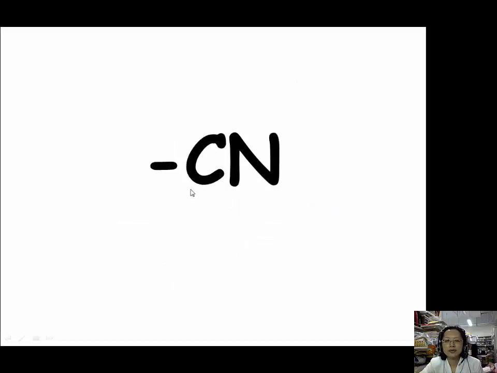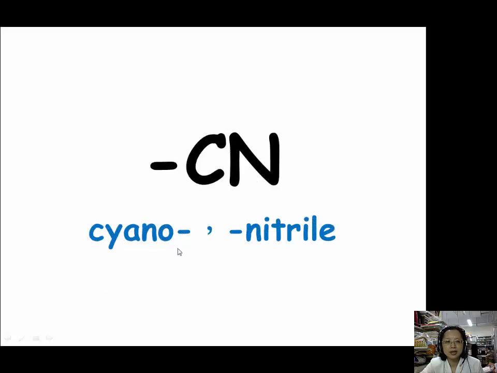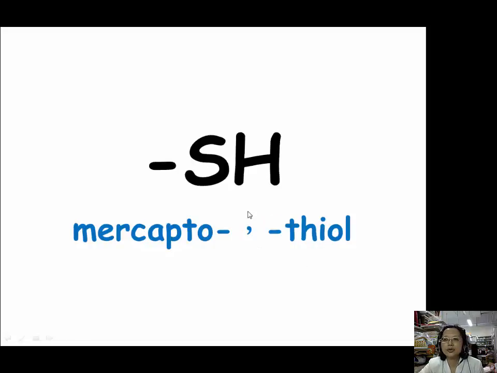Let's review what we learned. For the functional group CN triple bond, we use the prefix cyano, or the suffix nitrile. For the functional group SH, sulfur and the hydrogen, we use the prefix mercapto, or the suffix thiol.